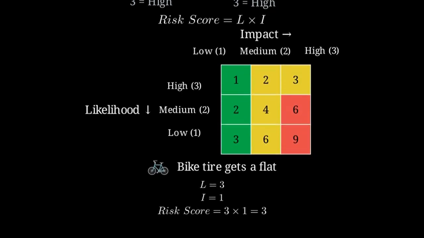Now multiply. Risk score equals 3 times 1, which is 3. In the matrix, this lands in the low risk zone.